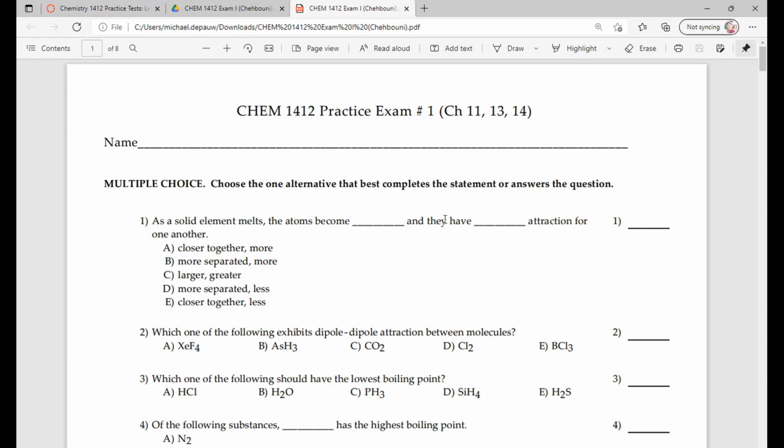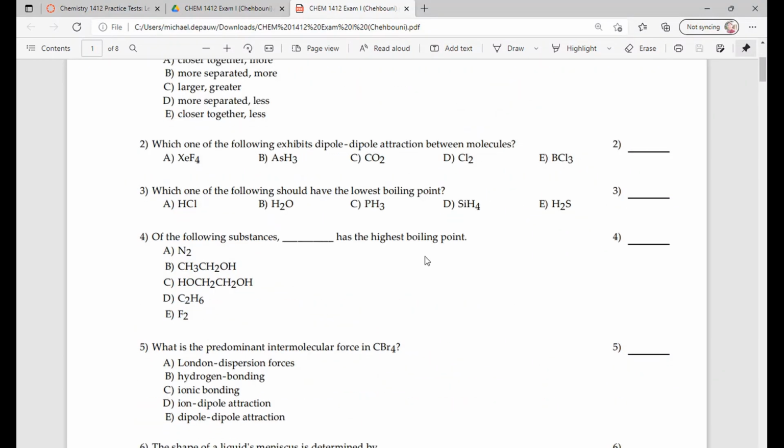Number 2? Sure. Okay, so number 2. It says, which one of the following exhibits dipole-dipole attraction between the molecules? So this one's tricky because you basically have to identify which one of them is polar. Some of them are obvious, like you can rule them out, like Cl2, that's an obvious nonpolar molecule. There's no way to have 2 atoms bonded together that are the same atom and have it be polar, right?